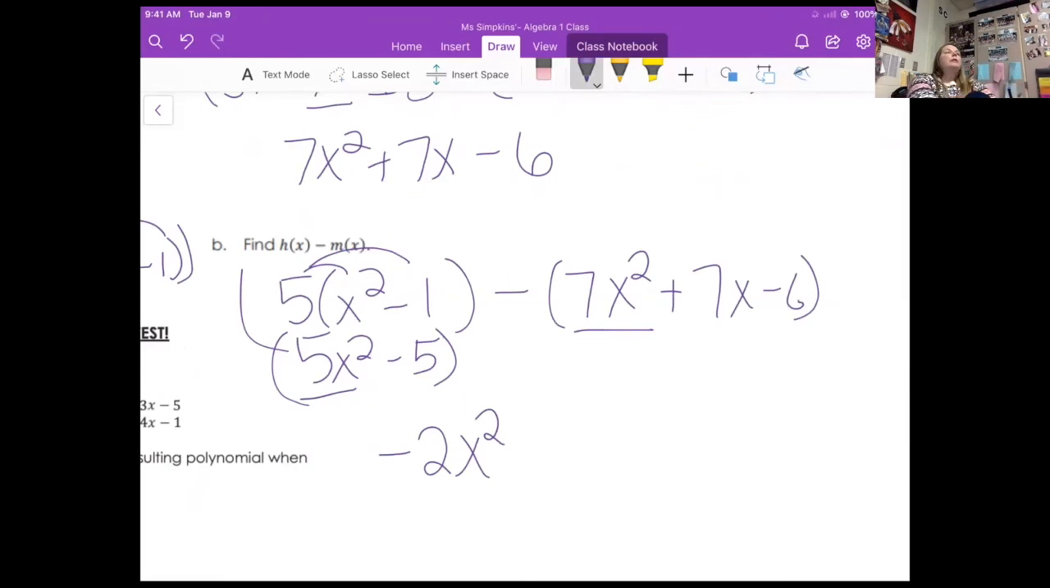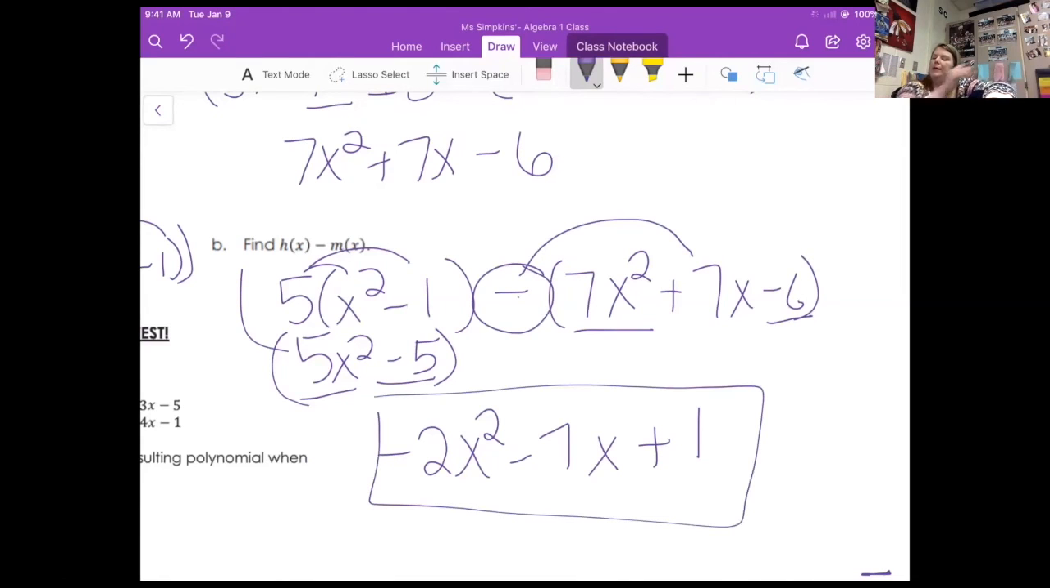Then a lot of people just wrote plus 7x. It is not plus 7x. Because if you look here, it says what sign? Minus or negative. Minus a positive is minus or negative 7x. You have to take into account that sign at the beginning that goes with everything in those parentheses. And then you had negative 5 minus negative 6. Negative 5 minus negative 6 would be plus or positive 1. So the answer to that one would be negative 2x squared minus 7x plus 1.